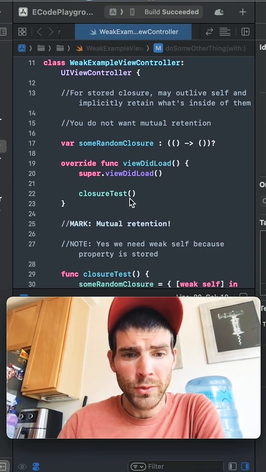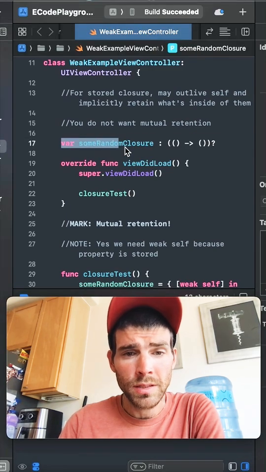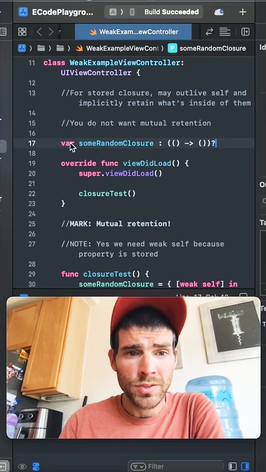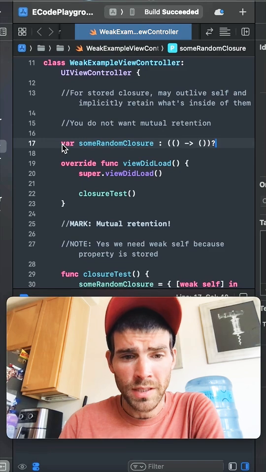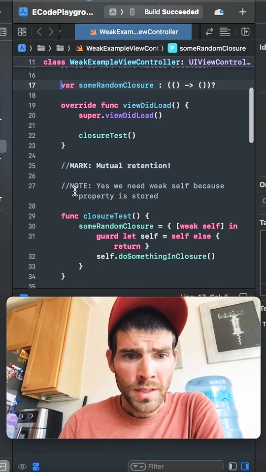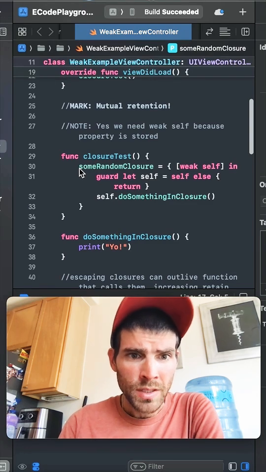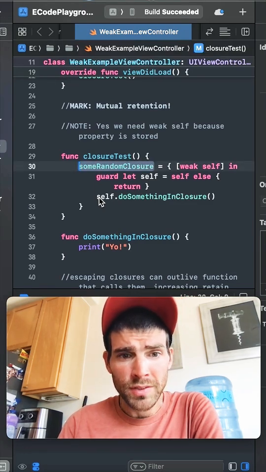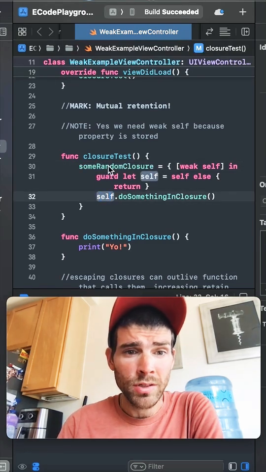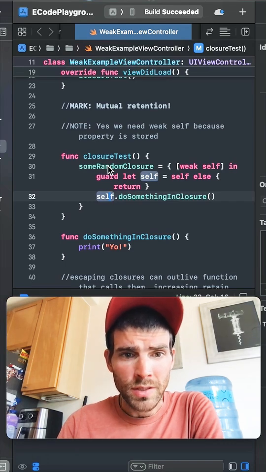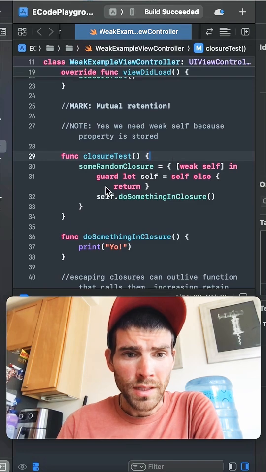So here I have a view controller. It has a property, it's this closure, and by default this is a strong property unless I mark it weak, as properties are in iOS. And closures implicitly retain whatever is inside of them. So this closure has a strong reference to self, and self also has a strong reference to the closure. So this is one of the areas to look out for, mutual retention.